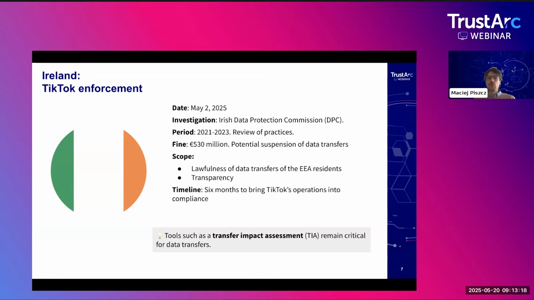On the inquiry into transfers, it was found that the data of the EEA residents had been remotely accessed by TikTok staff in China. The DPC found that TikTok infringed Article 46 of the GDPR. Companies transferring personal information of the EEA residents to other jurisdictions based on standard contractual clauses must verify that the protection is essentially equivalent to the protections in the EEA. Think about using tools such as transfer impact assessment.